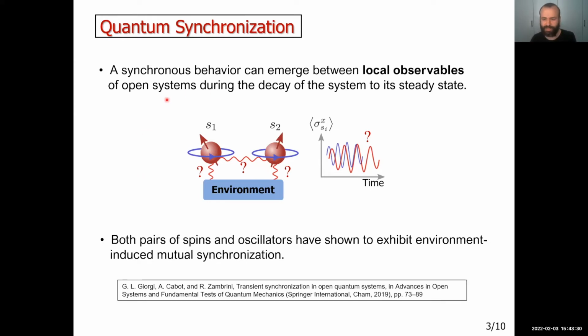It is a very simple example. Assume that you have two spin-half objects labeled by S1 and S2. You can turn on an interaction between them as well, but the important point is that they are interacting with an external environment. What we should look at here to check whether synchronization occurs or not is the dynamics of the expectation values of the local observables. For concreteness, you can choose, for instance, the spin observable along the x direction, sigma x, for S1 and S2.